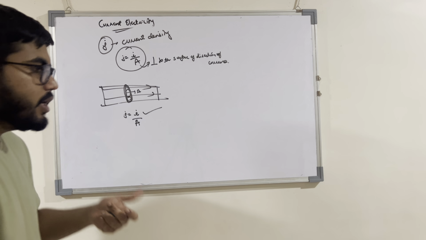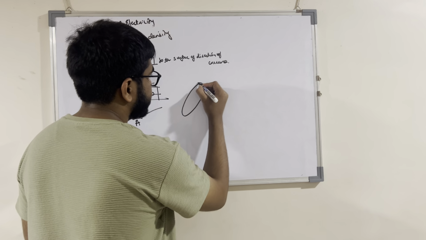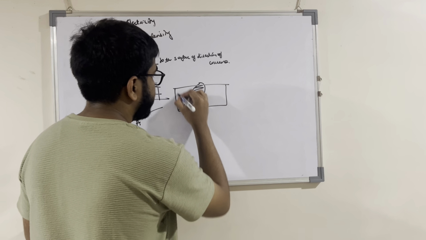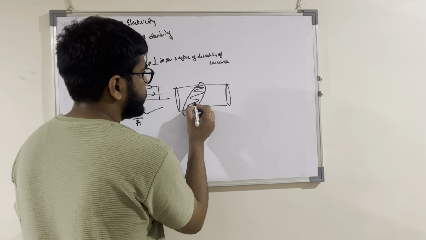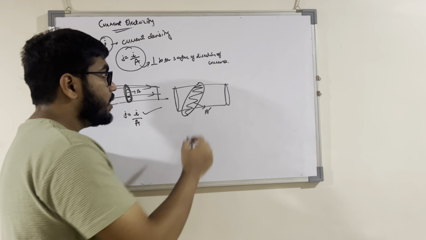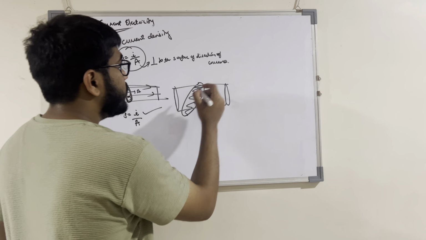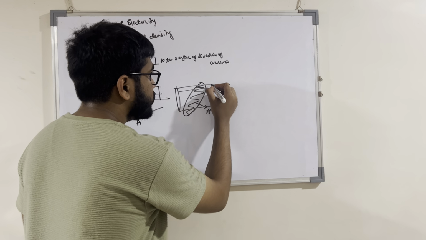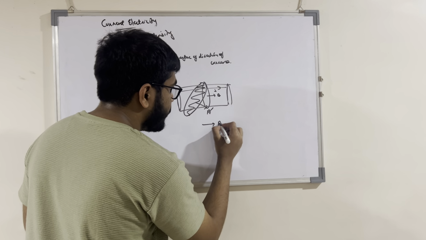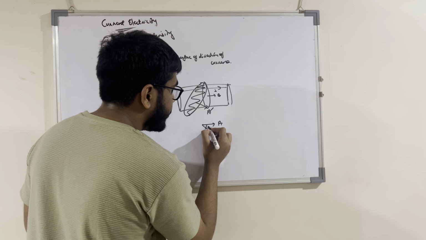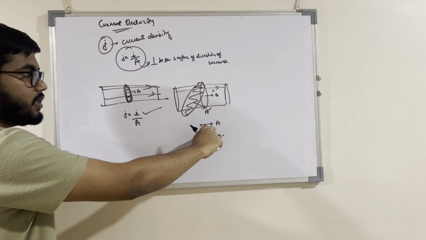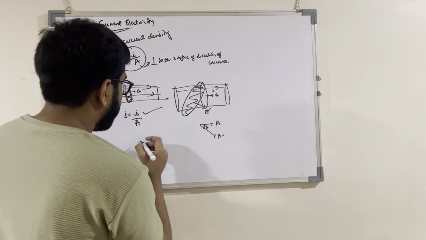Now, if there is a tricky question, suppose area is like this and your conductor is like this, and you are given this as A dash, how will you do it? You need to know the definition: perpendicular to the surface of direction of current. This is your current, so the surface has to be perpendicular. So you need this component of A dash because this is perpendicular to the surface. This area is perpendicular. So what is the general formula we write?